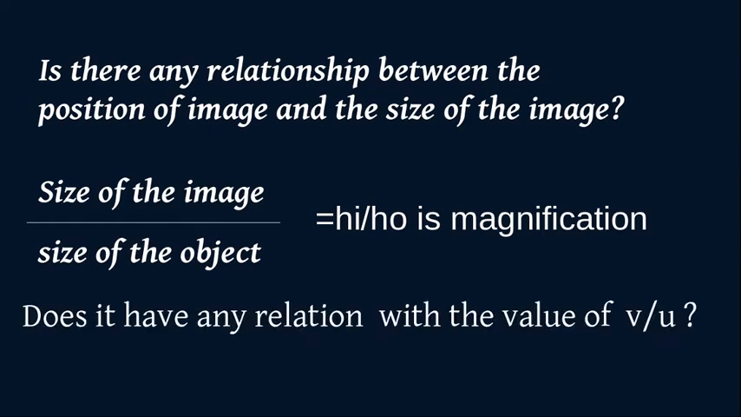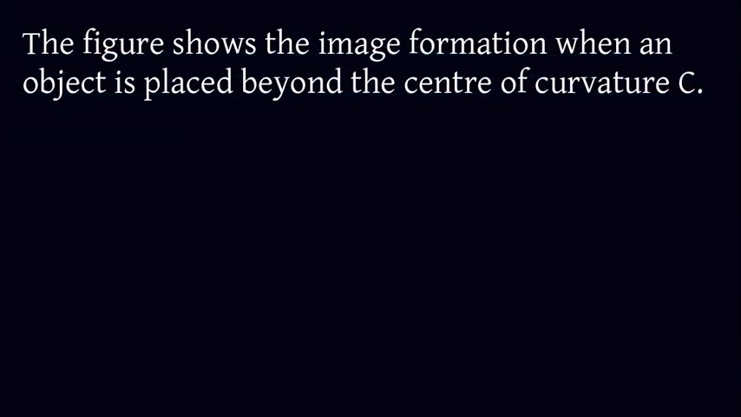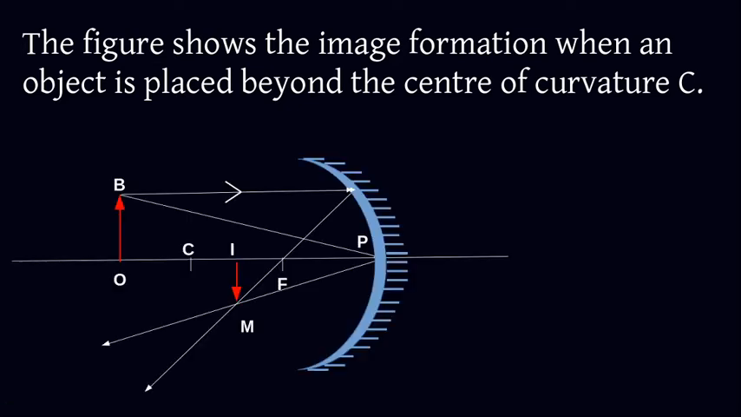That is the magnification. Then does it have any relationship with the value of v by u? That is the image distance and object distance. Any relation? Let us find. Now, the figure shows the image formation when an object is placed beyond the center of curvature C. That is, an object is placed beyond the center of curvature, beyond C. Where is the image? The position of the image, that is between F and C.